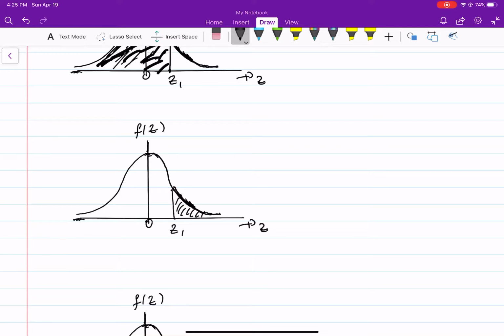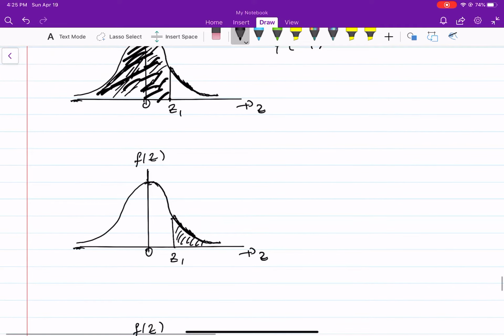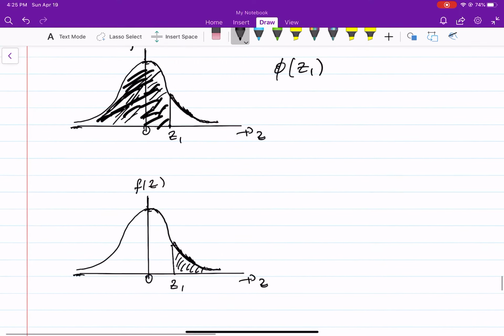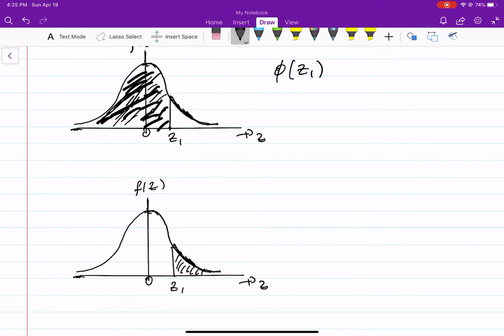Let's look at the second diagram. That area is not to the left of the z value. That area is actually to the right of the z value. But that's not a problem, because the area that I'm looking for is the total area on the entire curve, which is 1, minus the unshaded area. And I just found out that the unshaded area was phi of z1. So this expression for this area here would be 1 minus phi of z1.